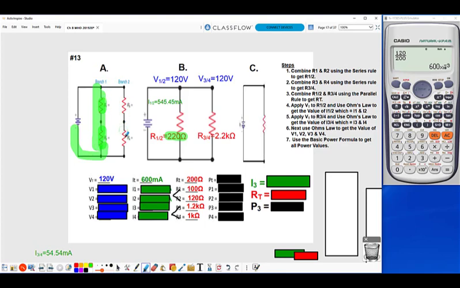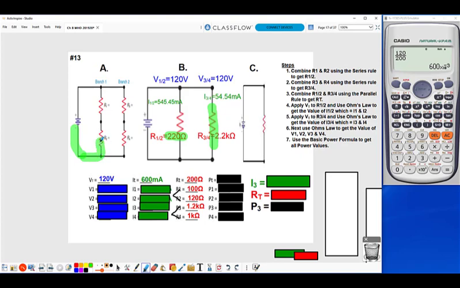For branch 2, which includes resistors R3 and R4, how much current will flow through this branch, this resistor right here representing both of these resistors? I would take the 120 volts divided by 2.2k ohms, and that would give me 54.54 milliamps.